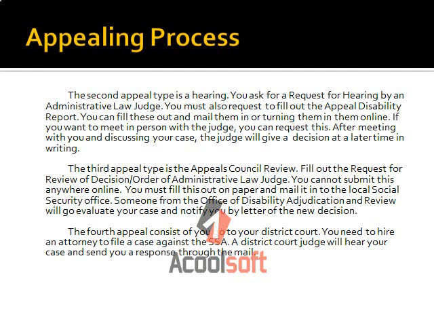The third appeal type is the Appeals Council review. Fill out the request form review of decision order of the administrative law judge. You cannot submit this anywhere online. You must fill this out on paper and mail it in to the local Social Security office. Someone from the Office of Disability Adjudication and Review will evaluate your case and notify you by letter of the new decision.